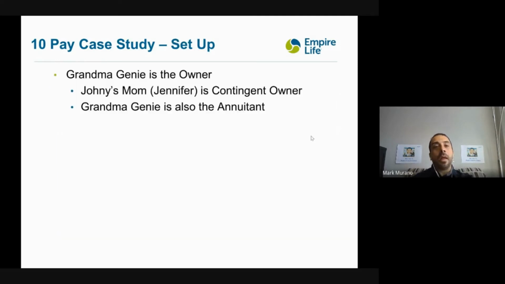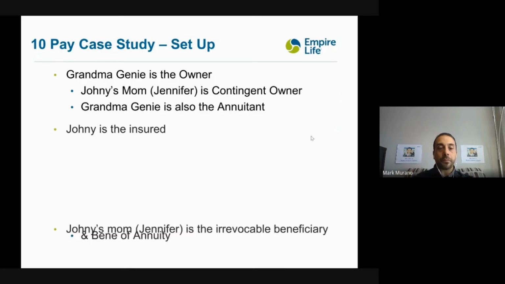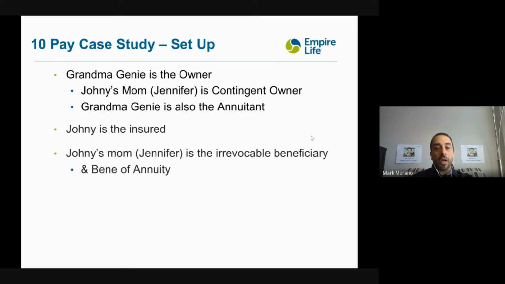The setup: Grandma Jeannie is the owner. She owns the insurance contract on little Johnny, and we're setting up the mother, Jennifer, as the contingent owner, and Grandma Jeannie is the annuitant on the annuity contract. Johnny, of course, is the insured, until he's age of majority, at which point we can change over the ownership. And Johnny's mother, Jennifer, I would set up as irrevocable beneficiary.